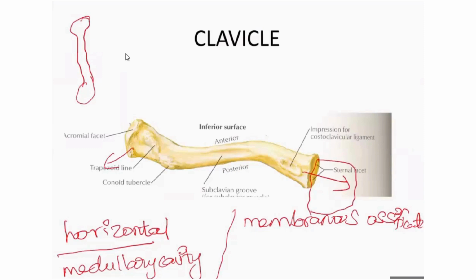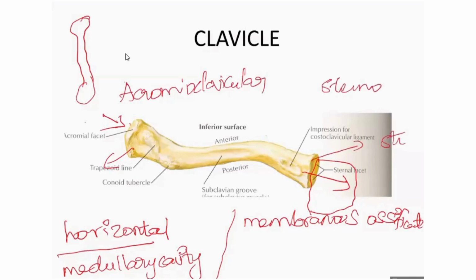If it articulates with the scapula here, what is the name of the joint? The acromioclavicular joint. It articulates with the acromion, so it is the acromioclavicular joint. Here it articulates with the sternum, so it is the sternoclavicular joint. So it ossifies from membrane.